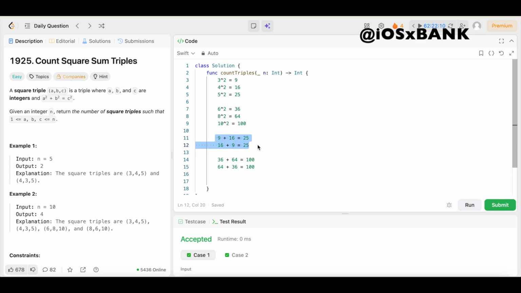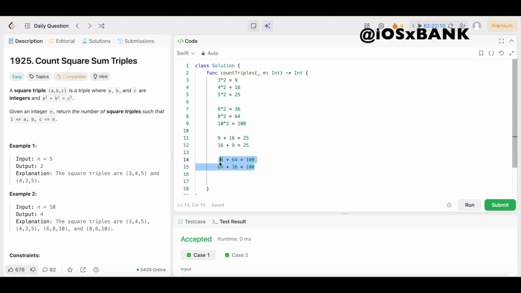You will see that the requirements work out with 3, 4, and 5, as well as 4, 3, and 5. And same with 6, 8, and 10, and 8, 6, and 10. You can see those requirements work out as well. Boom. So, in total, for example 2, there were 4 of these.